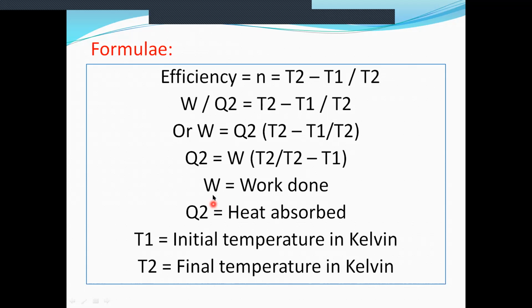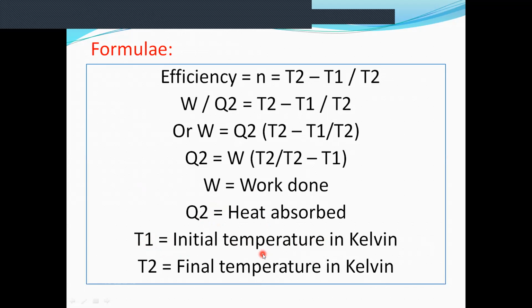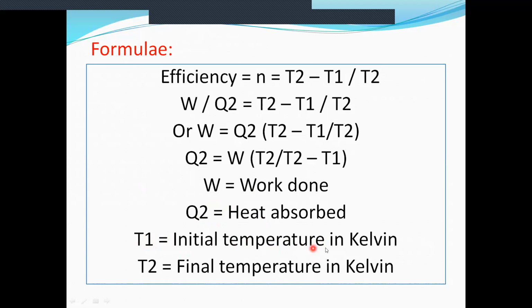Now in these formulas, W is the work done, Q2 is the heat absorbed, T1 is the initial temperature in Kelvin, and T2 is the final temperature in Kelvin. Remember that temperature should be in degree Kelvin. If it is in degree centigrade, we have to convert it into degree Kelvin. अगर टेम्परेचर डिग्री सेंटीग्रेड में दिया गया है तो आपको डिग्री केल्विन में कन्वर्ट करना है. We have seen in thermodynamics first that while converting degree centigrade to degree Kelvin, we have to add 273.